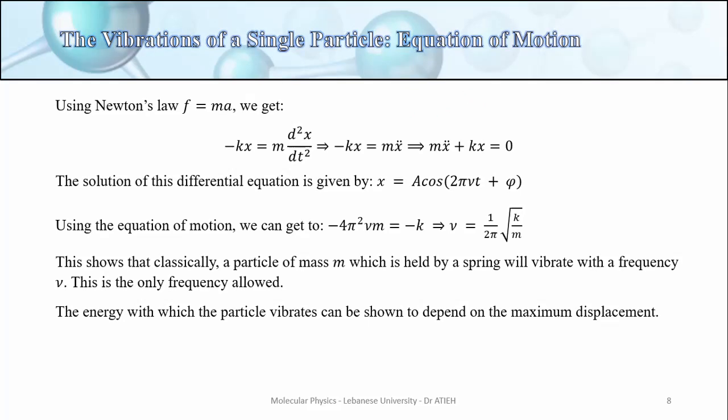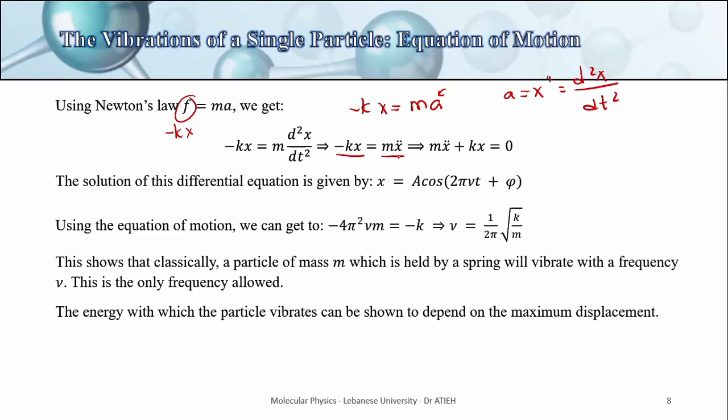Now let's find the equation of motion of the particle oscillating around an equilibrium position. Using Newton's law, F equals ma, we substitute for F the restoring force minus kx, and we get minus kx equals ma. a is the second derivative of position, so a is equal to x double prime, which is d squared x by dt squared. So minus kx equals m x double prime; arranging, we get m x double prime plus kx equals 0.